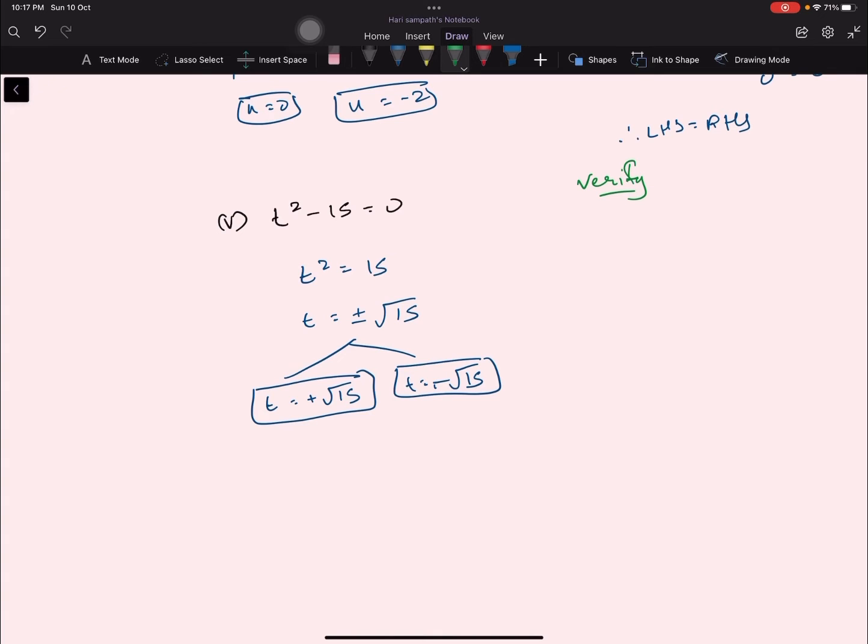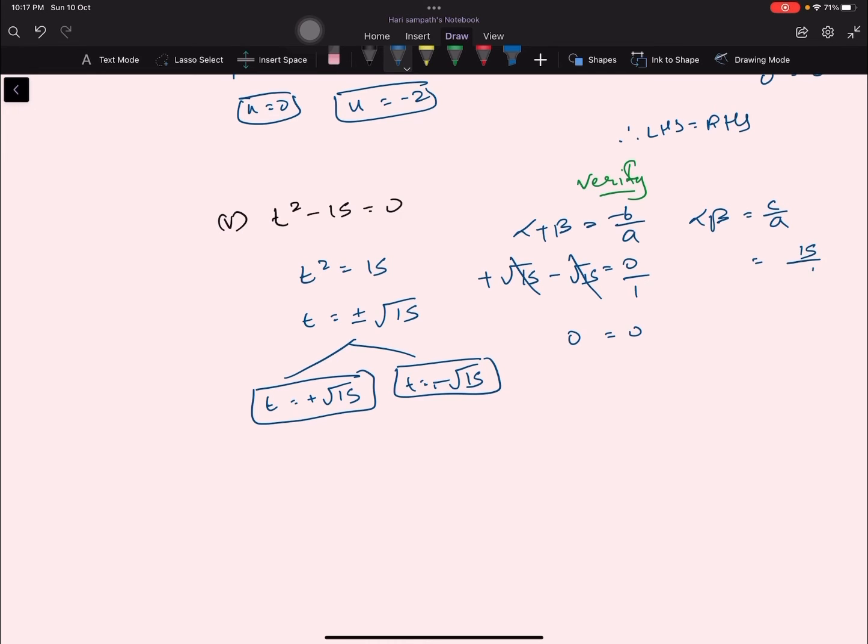This verification, even if it is not given, it's better if you do it, because it will be easier for you. You will not make mistakes after verification. So we don't have b, it will be 0. Root of a is 1. Root of 15 minus root of 15, this is positive. They cancel each other out. 0 equals 0. And alpha beta equals c by a, right?